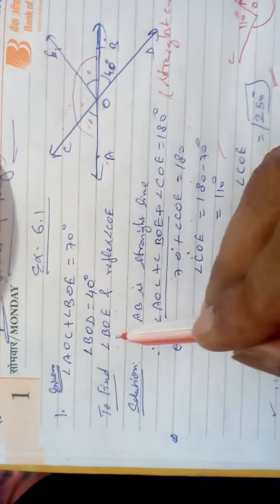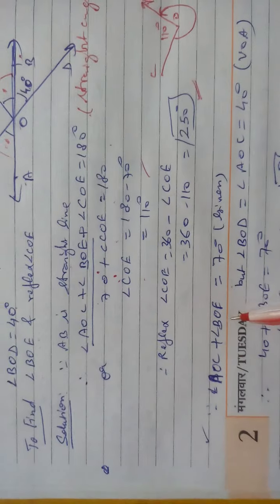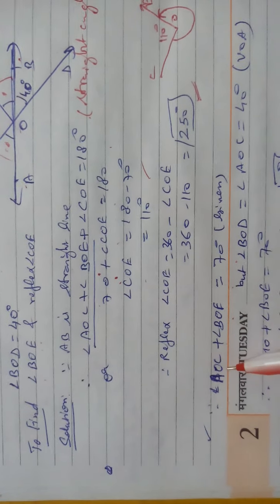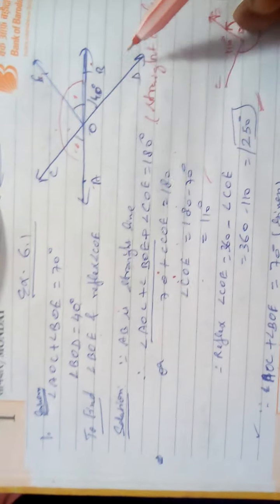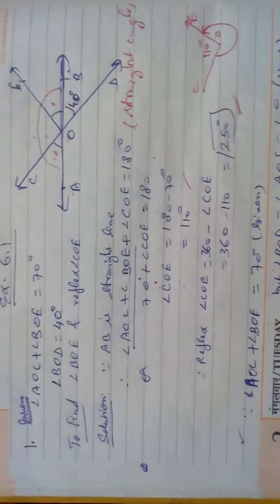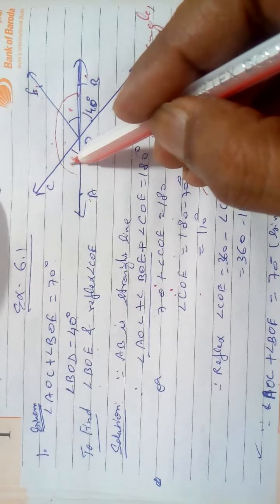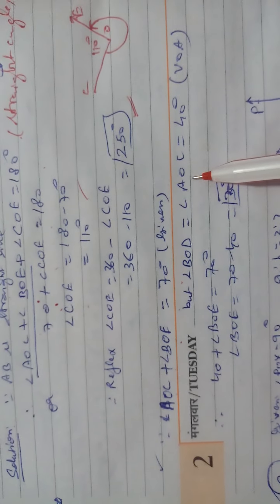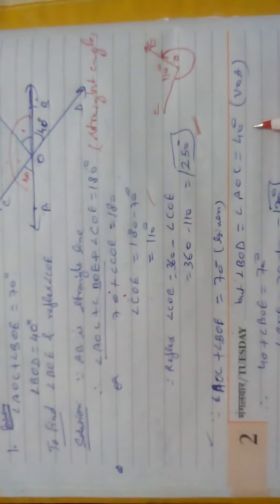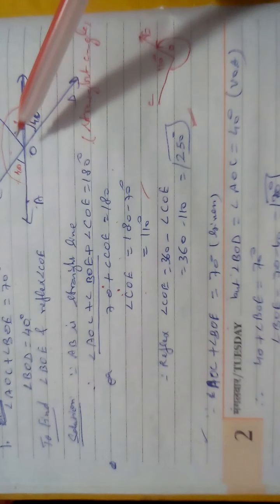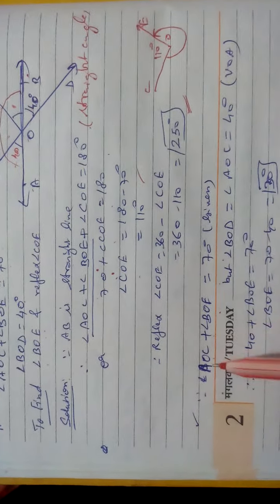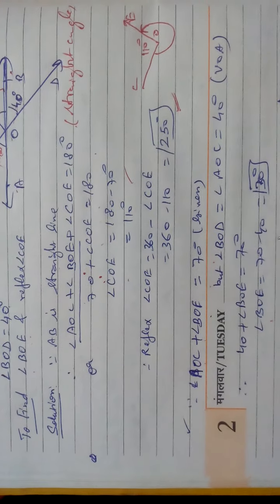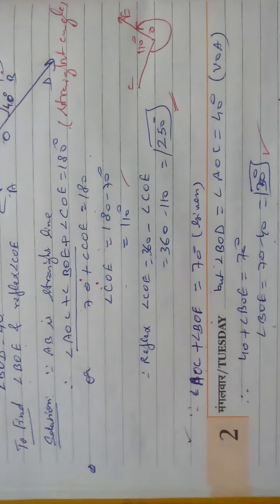The first part, BOE, is very easy because AOC plus BOE is 70 degrees. AOC and BOD are vertically opposite angles. BOD is 40 degrees, so AOC will also be 40 degrees, vertically opposite. At the place of AOC you write 40 degrees. You will get 70 minus 40, which is 30 degrees.